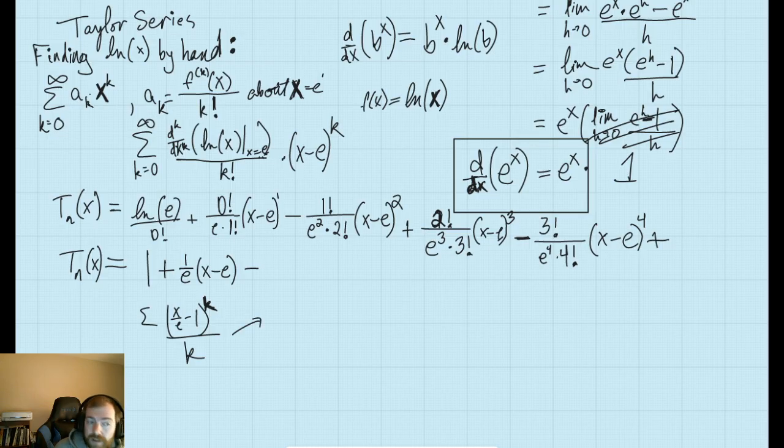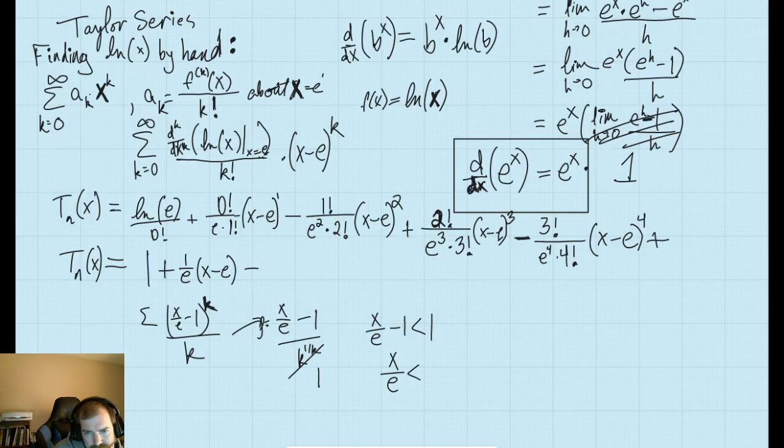So if we take this as a root, we go to the root test, and rho is x over e minus 1, all over k to the 1 over k. K to the 1 over k is 1. So x over e minus 1 needs to be less than 1. When does that occur? That's when x over e is less than 2. So x needs to be less than 2e. Is that what we have? Yes, it is. Oh, only just.